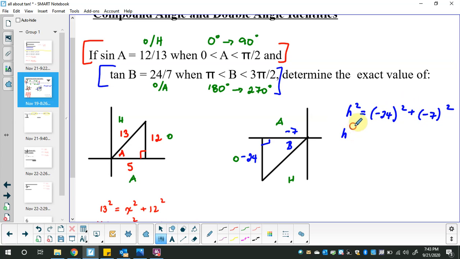So h squared is equal to -24 squared, which is 576 positive, plus 49, and when you add those two things together, you get 625. Technically, when you take off that little 2 and square root, you should get plus or minus 25, but when we go to label the hypotenuse, it's a positive because, as I said, hypotenuse is always positive. It doesn't represent a direction, it just represents a length. So we have all that information.